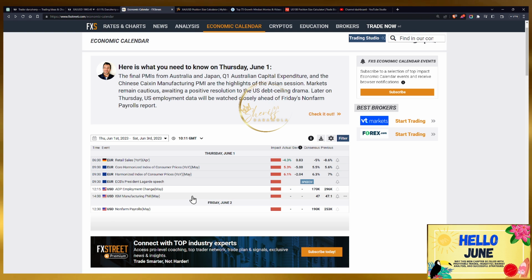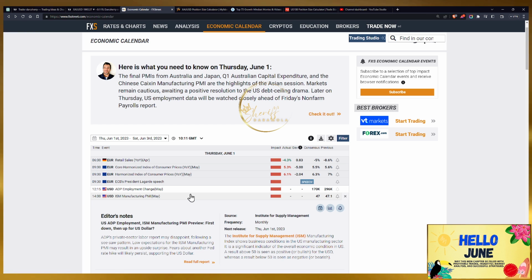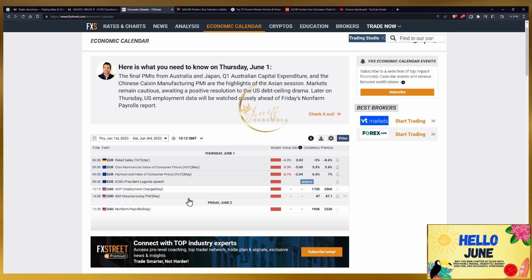Then secondly, we have the ISM manufacturing PMI, which is coming up in about 3 hours from now. So we are also going to be looking forward to that. This is an index released by the Institute for Supply Management in the US. It gives us an insight into the business conditions in the US manufacturing sector. It is a significant indicator of the overall economic condition in the US, and anything above 50 is seen as a positive signal for the dollar.